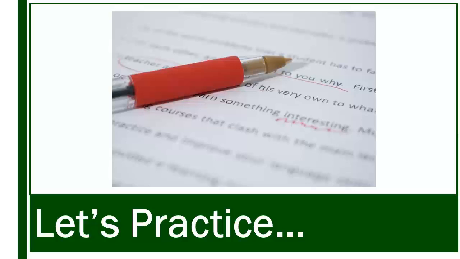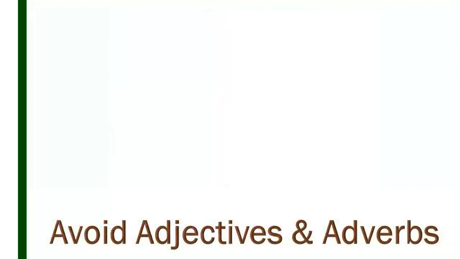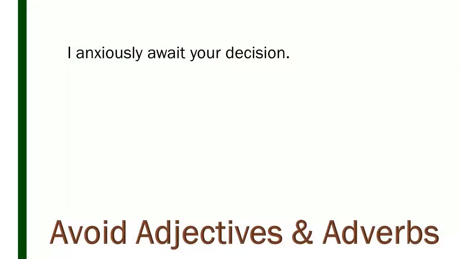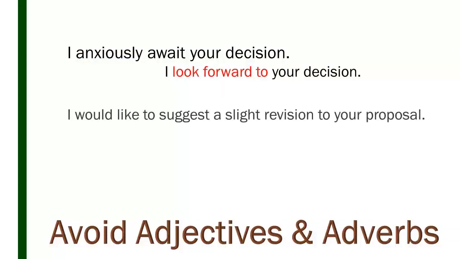An example first is learning how to avoid adjectives and adverbs. I anxiously await your decision. This first sentence has an adverb that we may not need. I await your decision is very direct and easy to say. You can also change it to something simpler. I look forward to your decision. The second sentence, I would like to suggest a slight revision to your proposal. As you notice, that is a long sentence, kind of breathy and hard to speak out.